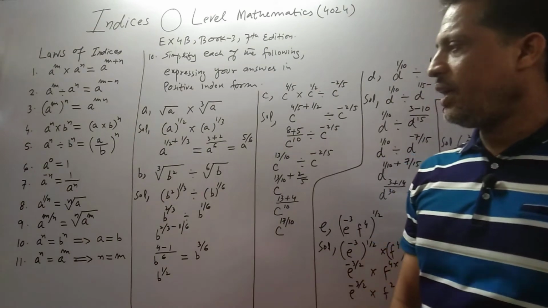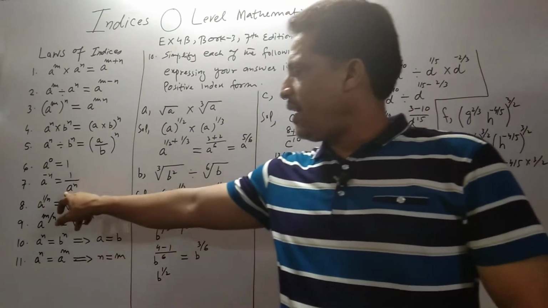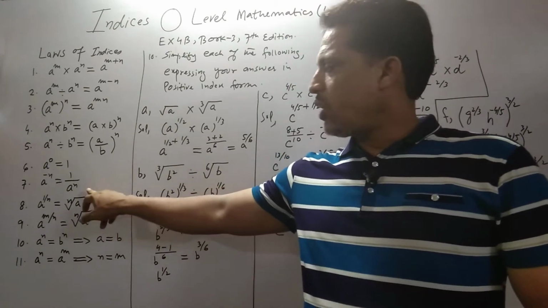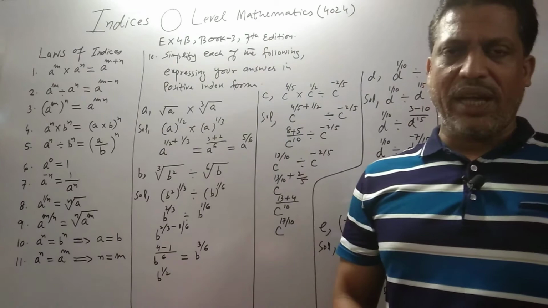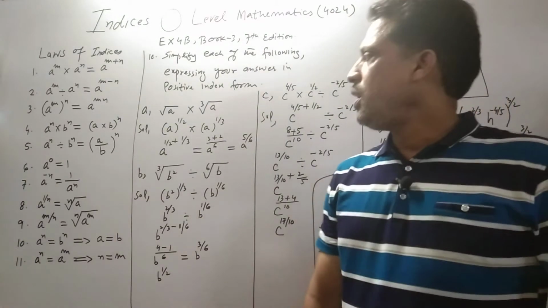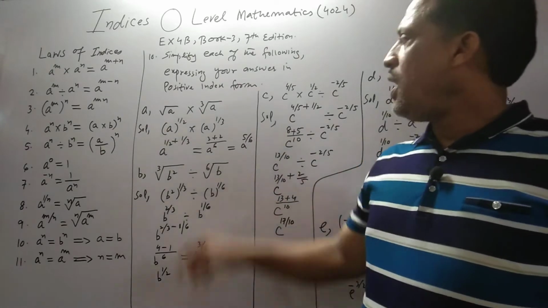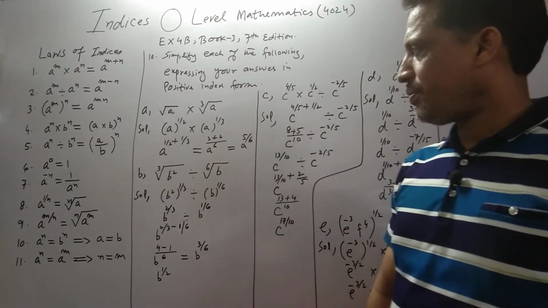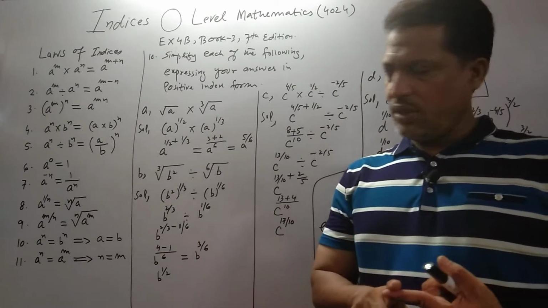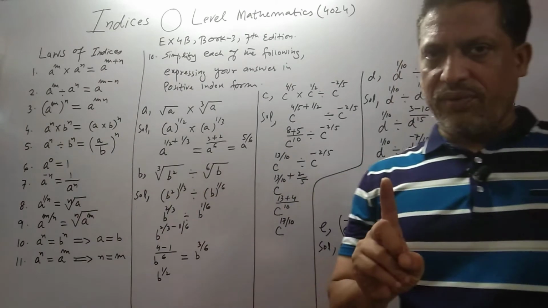So apply law number 8. If you see nth root of A, you can convert this to A to the power 1 upon n. Always 1 upon n? Yes, always 1 upon n. So this root A is A to the power 1 upon 2, and this other one is A to the power 1 upon 3. First, we have applied law number 8. So one law is involved.